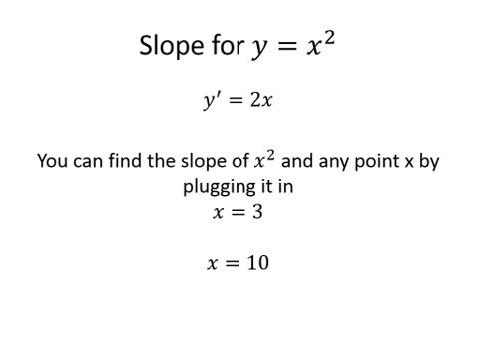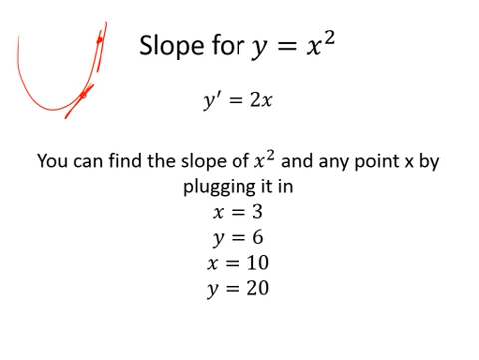So, if we wanted to find the slope of this parabola at x equals 3, so it's going to be y equals 9 at that point, what is the slope? We plug in a 3, we end up with a 6. So the slope at 3 is approximately 6. And then if we plug in 10, we can find the slope at 10 using the same equation, which gets us 20. Okay.